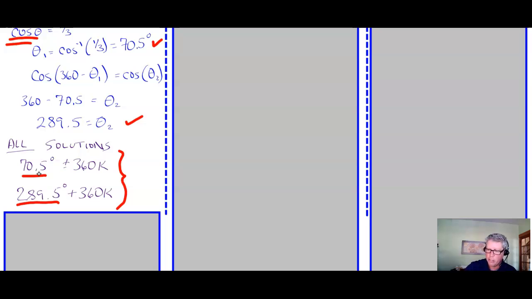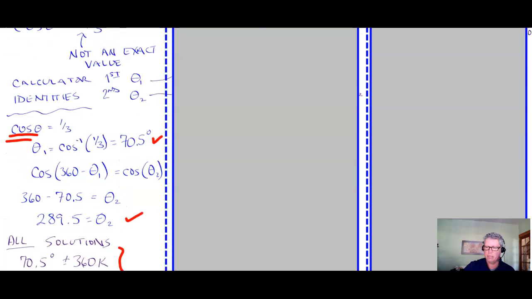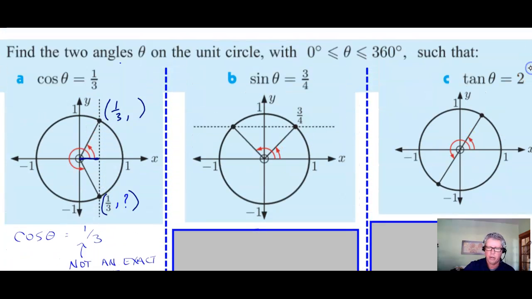This is the same process every time. So let's look at the second one. Sine of theta equals 3/4. What I'm saying here is the y coordinate is 3/4. Well, there are 2 points on the unit circle that have a y coordinate of 3/4. Here we go.